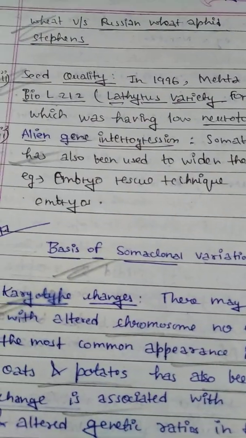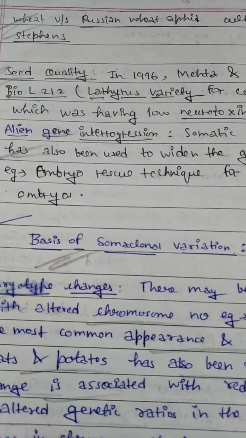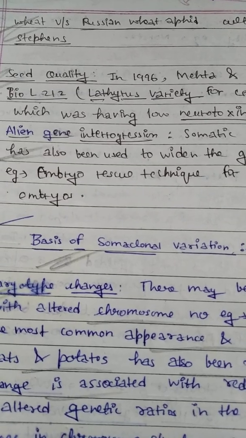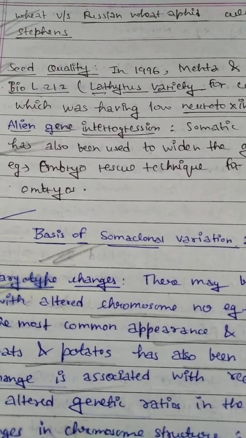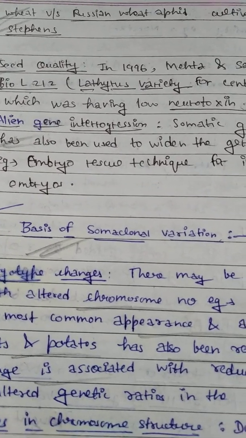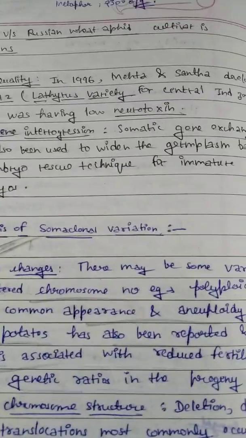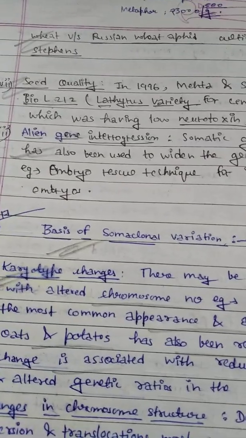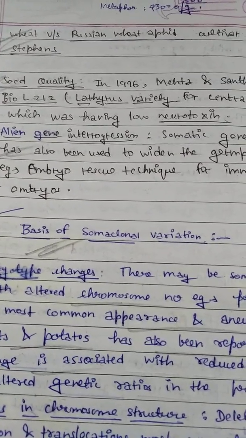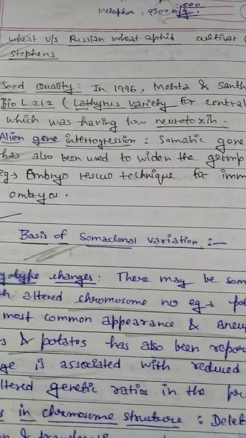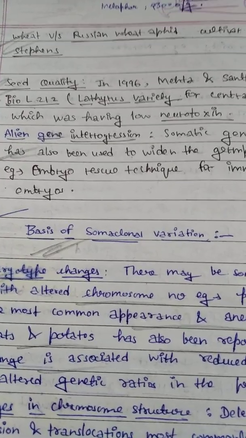And students, also remember that lathyrus contains a neurotoxin. The first variety of lathyrus having low neurotoxin, Bio L 212, was developed by Mehta and Santha. So please remember Mehta and Santha developed the lathyrus variety Bio L 212 for the Central India zone, which has low neurotoxin. Please remember it.